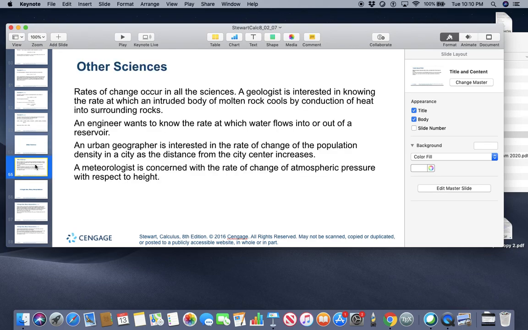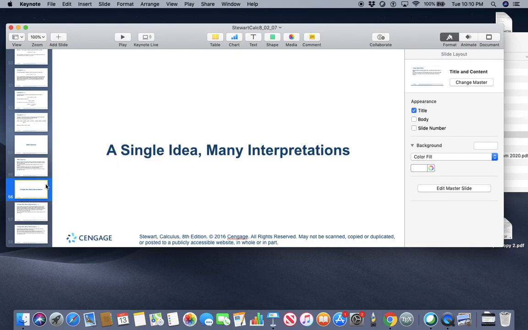Other sciences. Rates of change occur in all the sciences. Geologists are interested in knowing the rate at which an intruded body of molten rock cools by conduction of heat. An engineer wants to know the rate at which water flows. An urban geographer is interested in the rate of change of population density. A meteorologist is concerned with the rate of change of atmospheric pressure. In fact, calculus is used in almost every science.